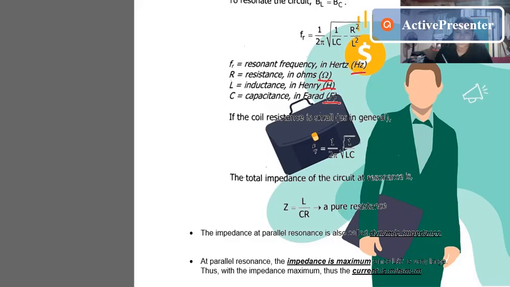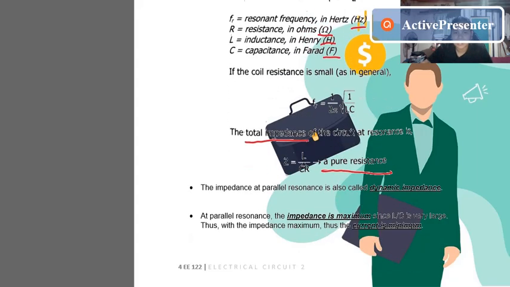So the total impedance of the circuit at resonance is, so for the formula for the total impedance, Z is equal to L over CR. So a pure resistance. So in parallel, the impedance is also called a dynamic impedance. At parallel resonance, the impedance is maximum since L over C is very large. Thus, with the impedance maximum, the current is minimum.